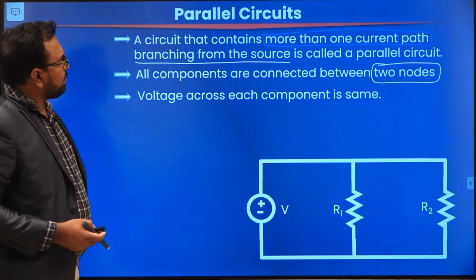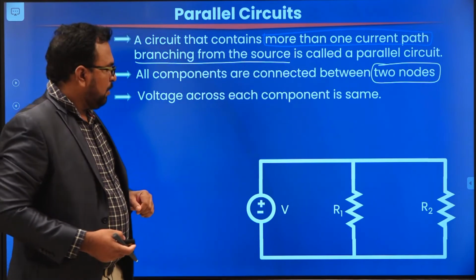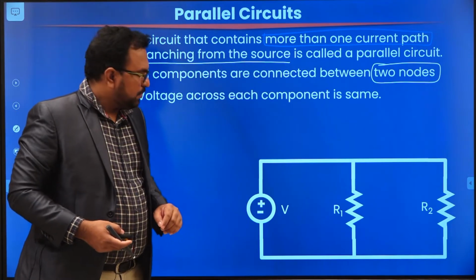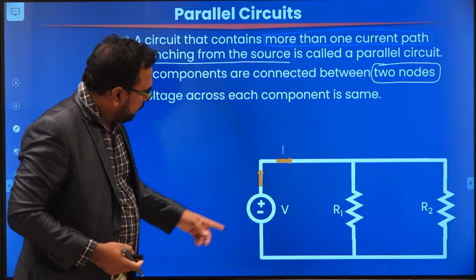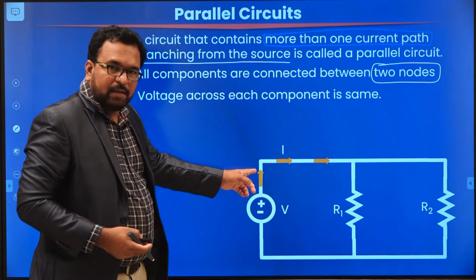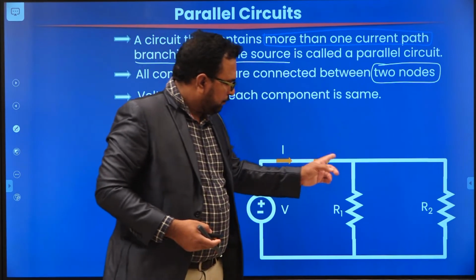This is the circuit diagram. A circuit that contains more than one current path. Here I have a voltage source. And how is the current flowing here? The source will always deliver current. Assume that the current is I, and it will always enter from the positive terminal and come like this.